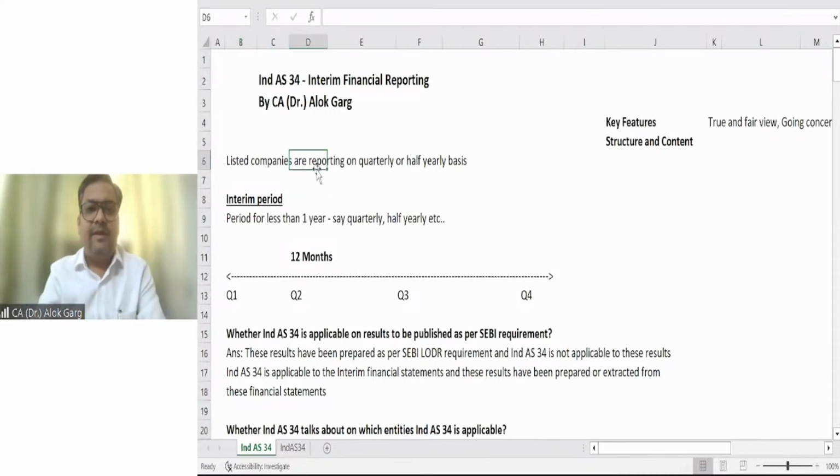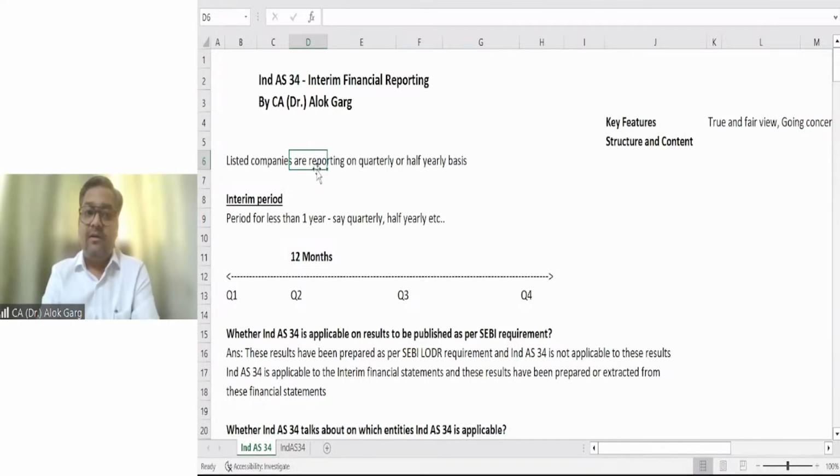So friends, interim financial reporting. Interim means a period which is for less than 1 year, right? And financial reporting means structured presentation of financial statements. Normally this standard is applicable to listed companies. Why? Because listed companies, by the SEBI regulations, are preparing the quarterly financial statement or interim financial statement.